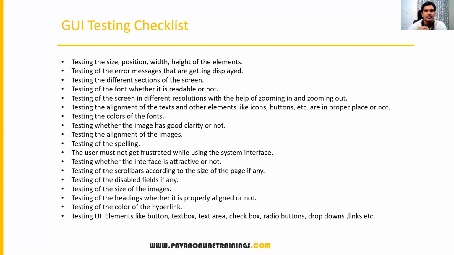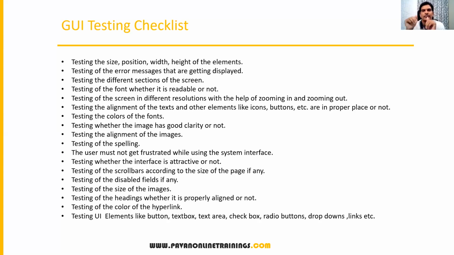And testing the alignment of the text and other elements like icons, buttons, etc., whether they are in the proper place or not. Sometimes we see some text messages, and also some icons will be placed on the UI and buttons. These elements should be properly placed on the UI in the exact position where we are expecting them.